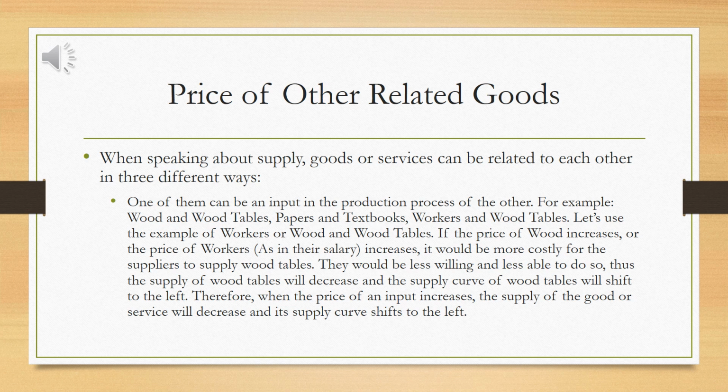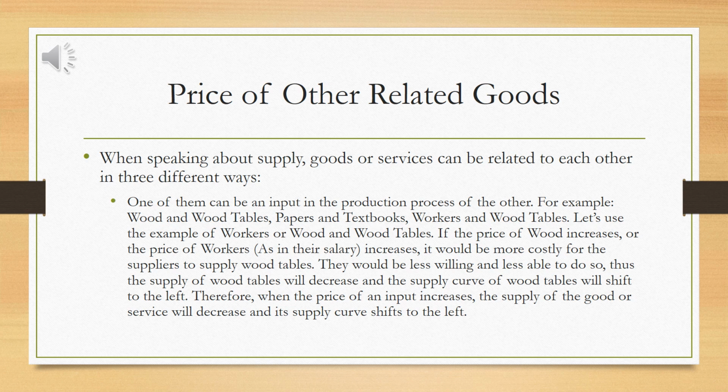Lastly, one of these goods can be an input in the production process of the other. For example, wood and wood tables, papers and textbooks, workers and wood tables. Let's use the example of workers or wood and wood tables.